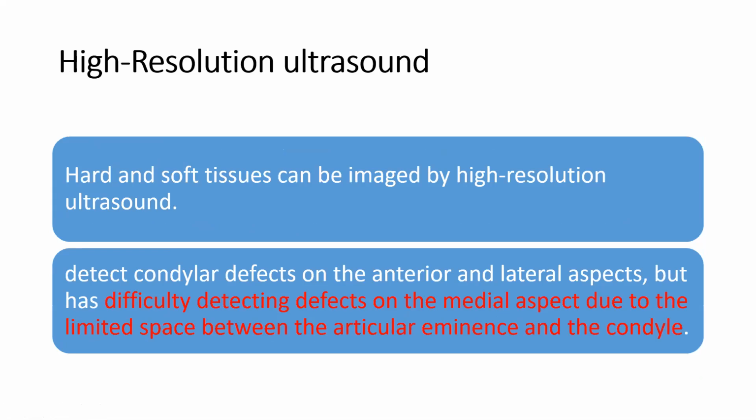Also, we can use high resolution ultrasound for TMJ imaging. This ultrasound helps in the identification of both hard and soft tissue, and it helps to detect condyle defects on both the anterior and lateral aspects, whereas the medial aspect of the articular disc generally cannot be viewed with ultrasound. This is basically because on the medial aspect there is limited space between the medial aspect of the articular eminence and the condyle.